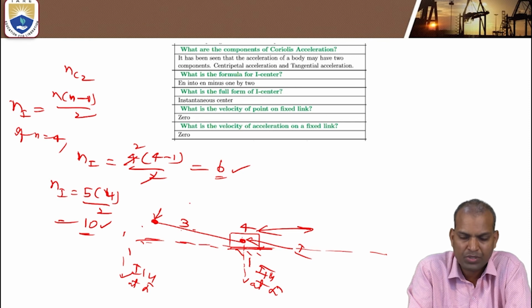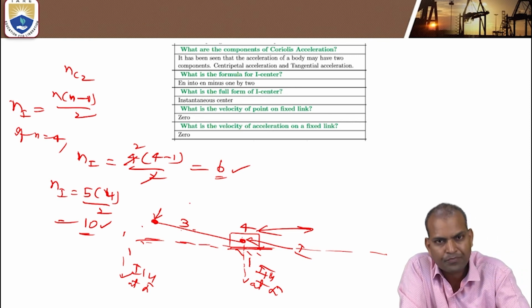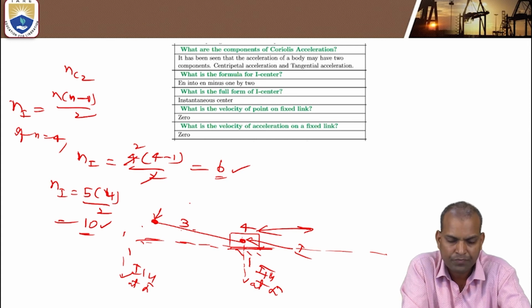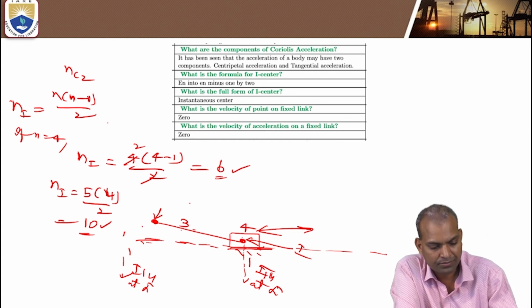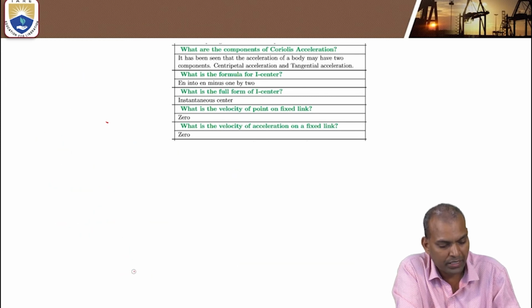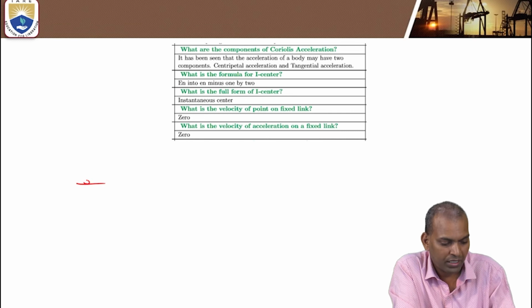Now, what are the types of I-centers? There are various types of I-centers. Number 1, fixed permanent I-centers. Number 2, fixed I-centers. Number 3, neither permanent nor fixed I-centers. There are 3 types of I-centers. Those I-centers I am going to explain by taking the slider crank mechanism, so we can understand better.